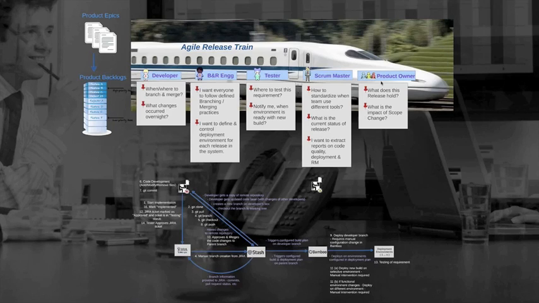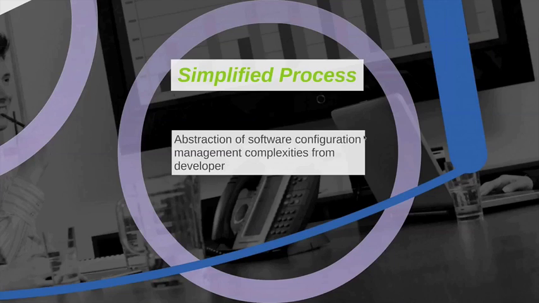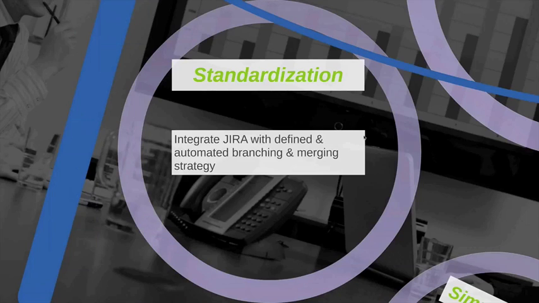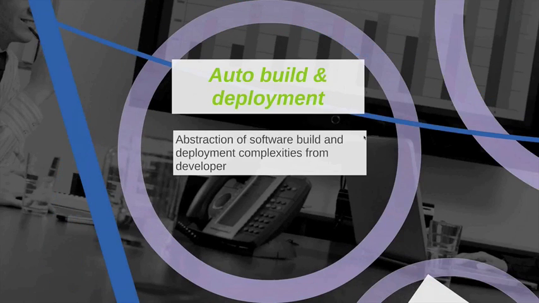And these parameters are to have a simplified process by abstracting the software configuration management complexities from the developer, to integrate a tool, which in our case is Jira, with defined and automated branching and merging strategy, to eliminate the redundant and repetitive activities using automation, to abstract the software build and deployment complexities from the developer, to use a particular tool as a single point of control to drive the entire release management process. So here Jira can be used as that single point of control. And last but not the least, an upfront notification has to be provided to all the cross-functional teams as and when their contribution is required.